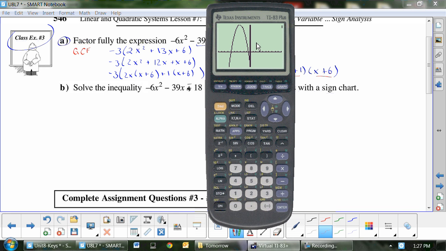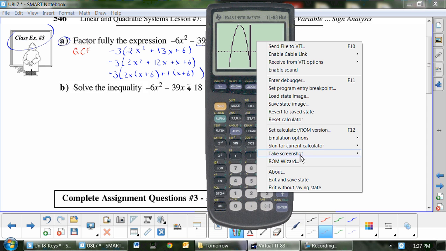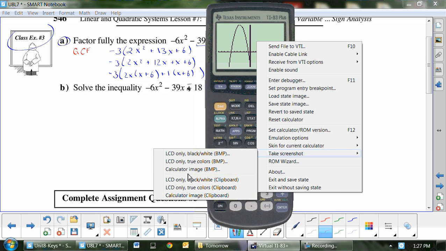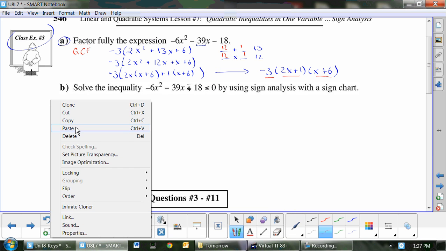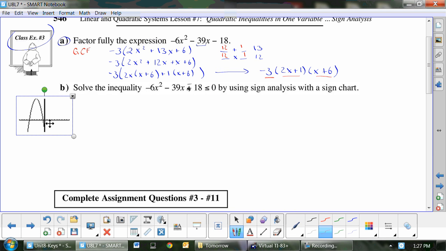Would graph be different if we GCF it? Yeah, because it'll change the stretch of everything, right? So you have to keep that -3 in there. So when I'm graphing this, I always just put the original back in rather than this, because if I made a mistake here, I'll catch it when I put the original in, right?